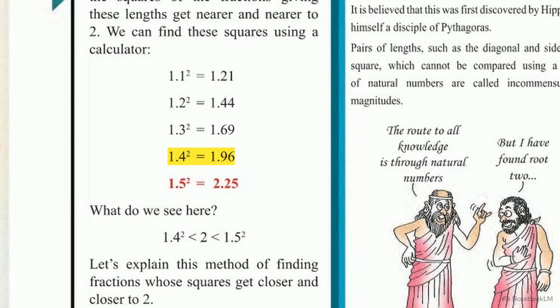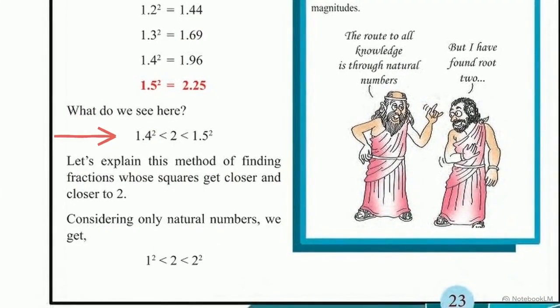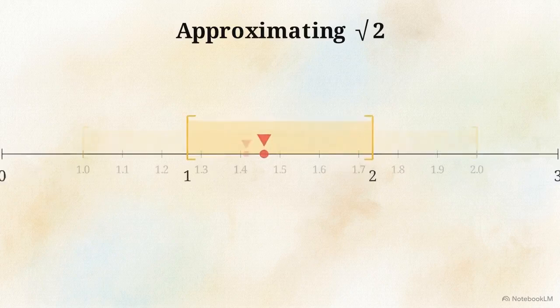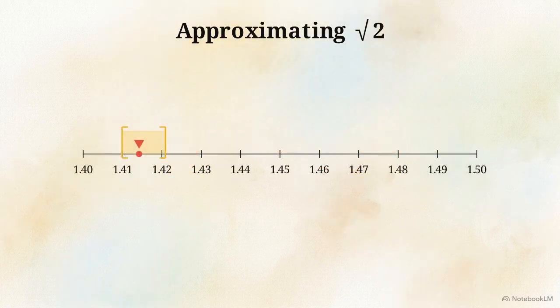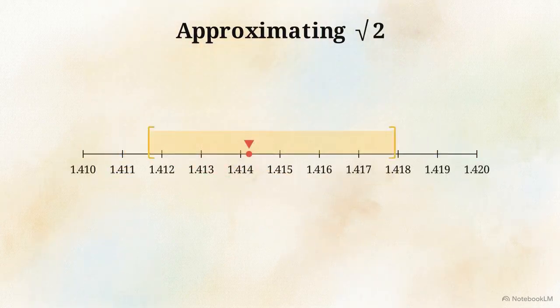1.4 squared gives us 1.96, which is slightly too small. 1.5 squared gives us 2.25, which is slightly too big. By finding the numbers right above and below our target, we've successfully trapped the square root of 2. It has to be greater than 1.4, but less than 1.5. This squeezing technique works for any root. By repeatedly testing and trapping the target value between upper and lower boundaries, we can calculate lengths even when they don't map neatly to whole numbers.